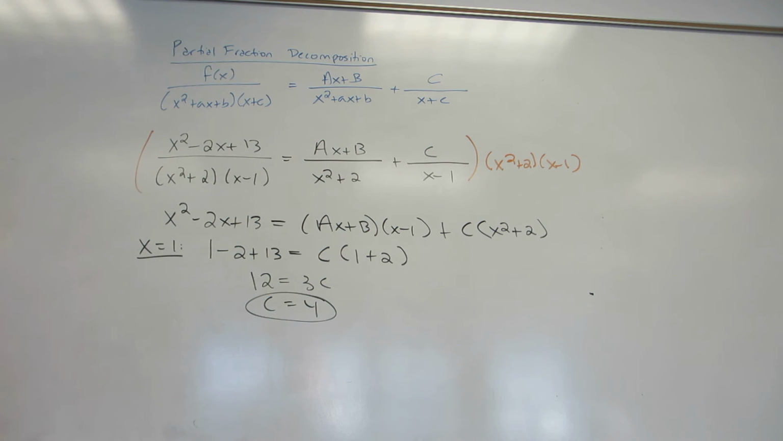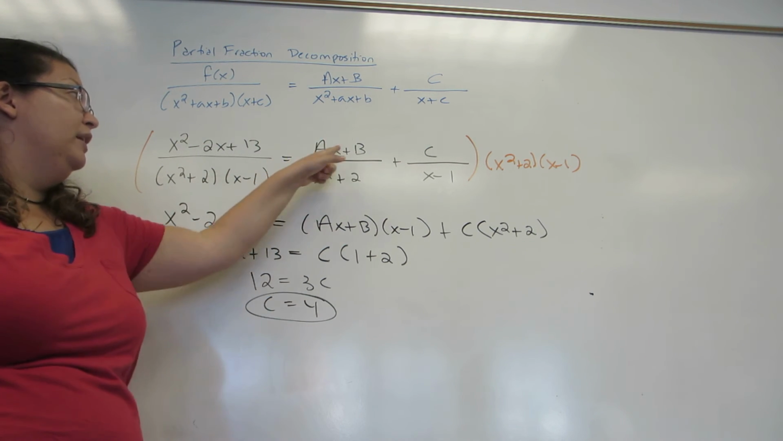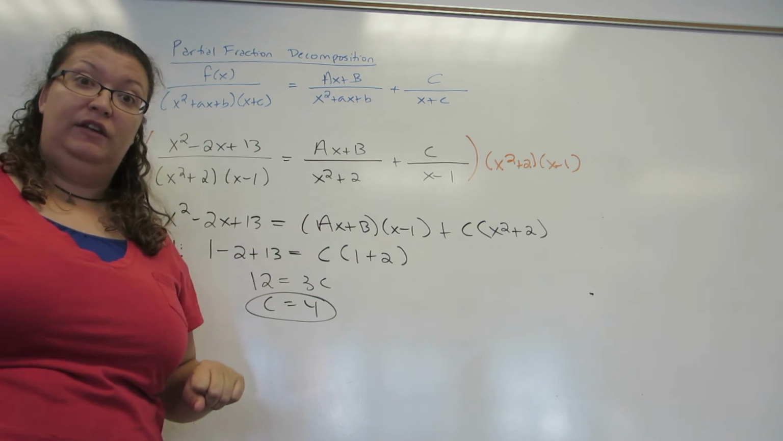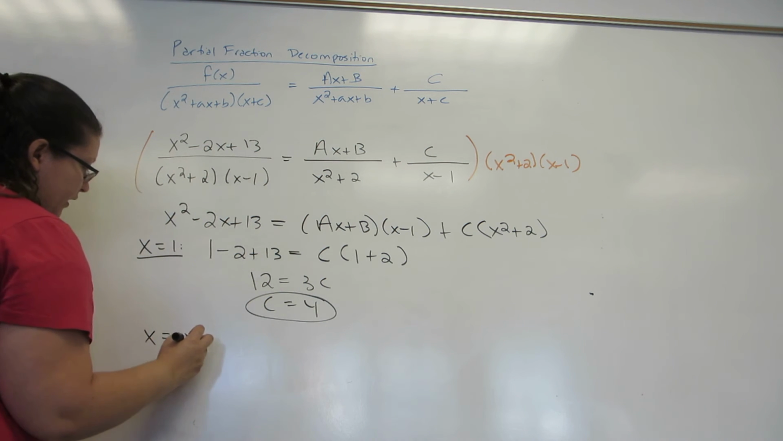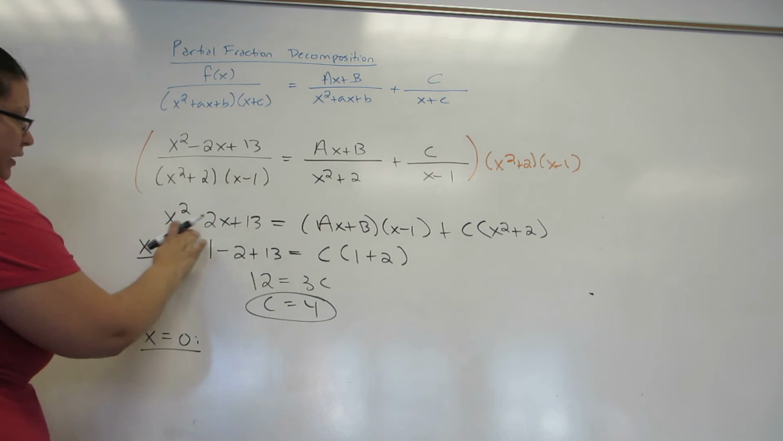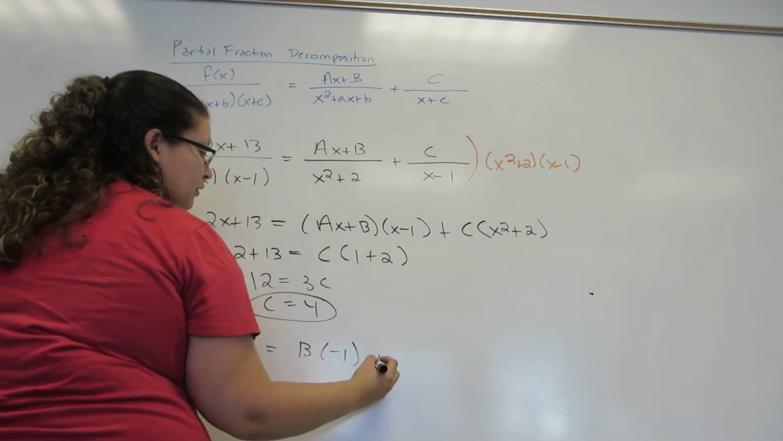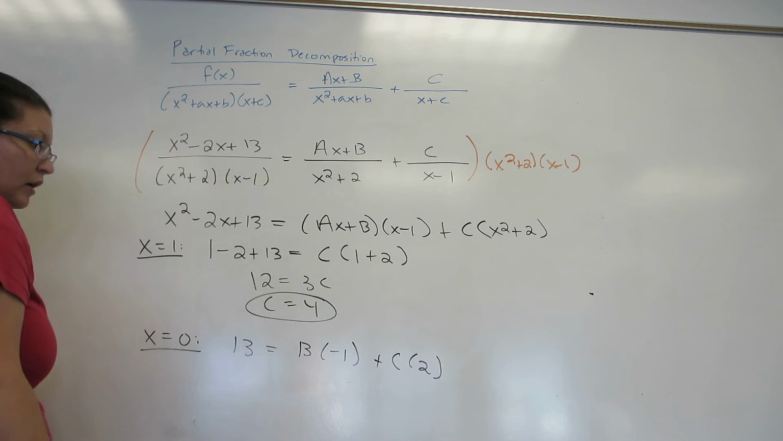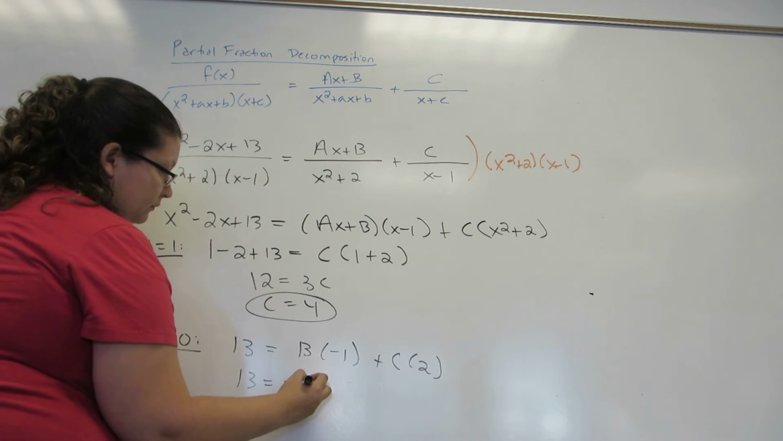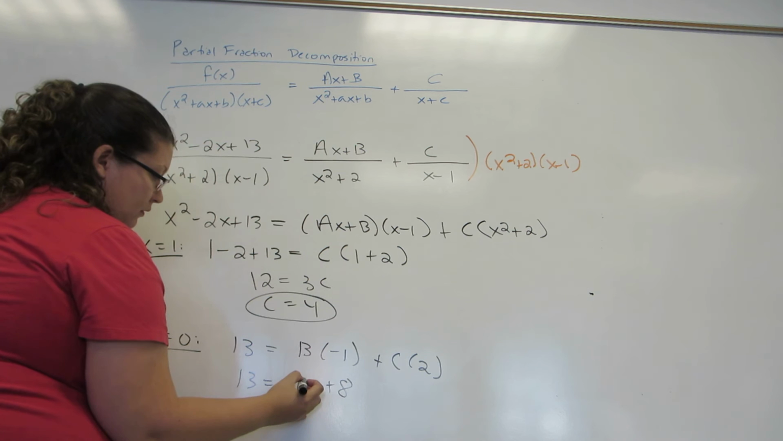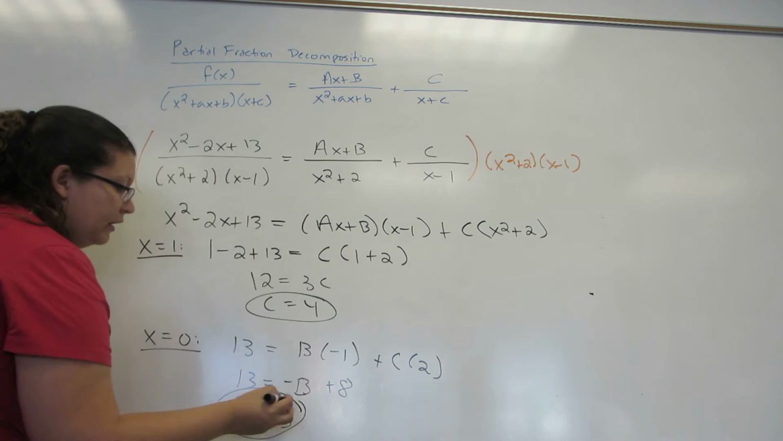Okay. Well, now we have a bit of a problem. I don't have anything else to plug in, and yet I need to plug in two different numbers, one to give me A and one to give me B. So, just like with last time, I decide, well, the next easiest number to plug in is 0. So, when I plug in 0, I get 13 equals B times negative 1 plus C times 2. And since I already know C, this is going to let me solve for B. So, this tells me that B is negative 5.